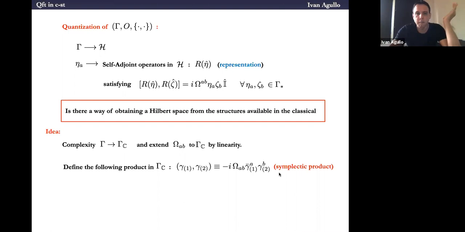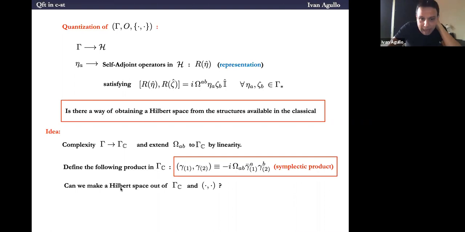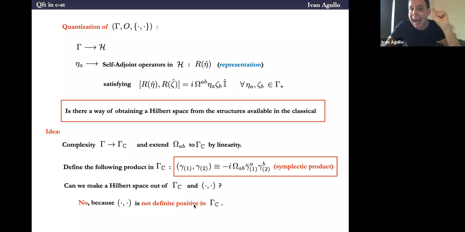So we have a product, a complex vector space. We have a Hilbert space, but not so nice because, so can we make a Hilbert space out of gamma C and the product? And the answer is no, because this product is not positive definite. It fails that axiom of a Hermitian inner product. And you can see that because if you put a real quantity, a real gamma, the norm is zero. So that tells you that the product is not positive definite in the entire gamma C. So no, unfortunately, we cannot build a Hilbert space.